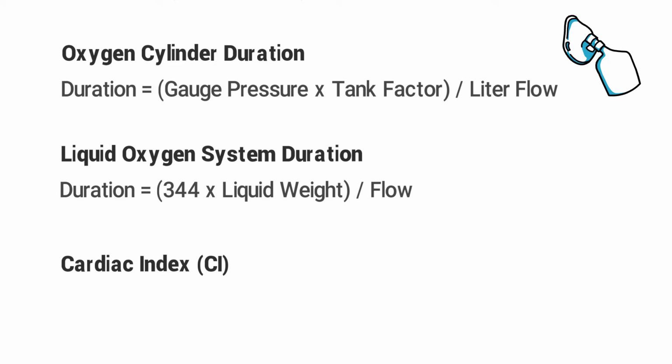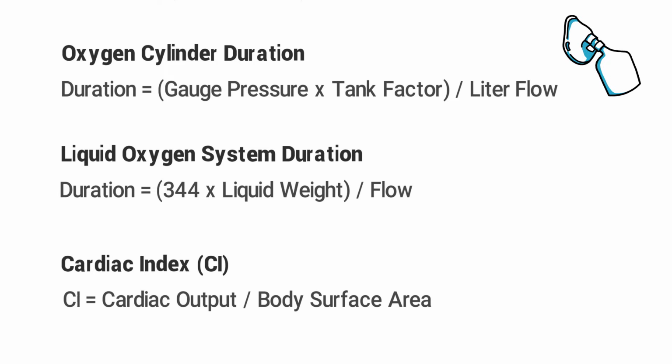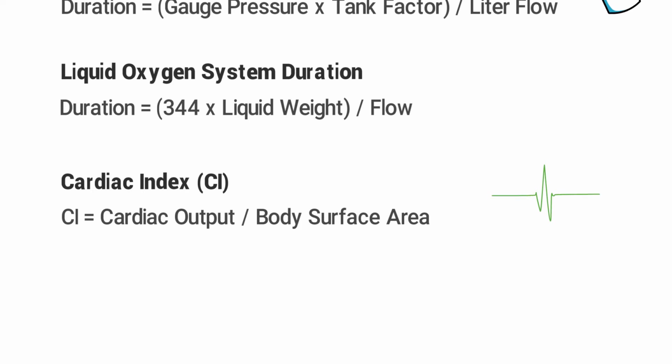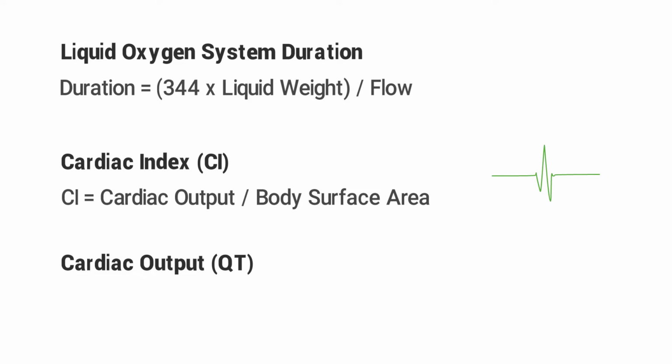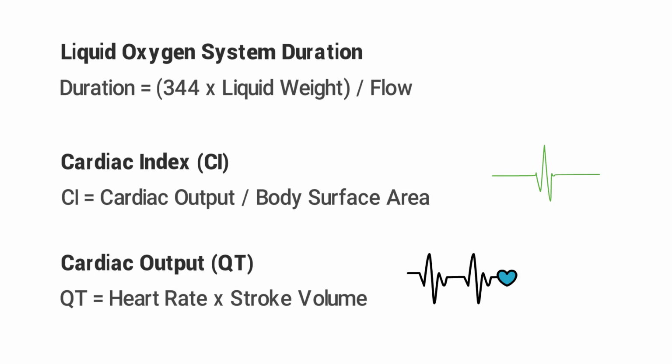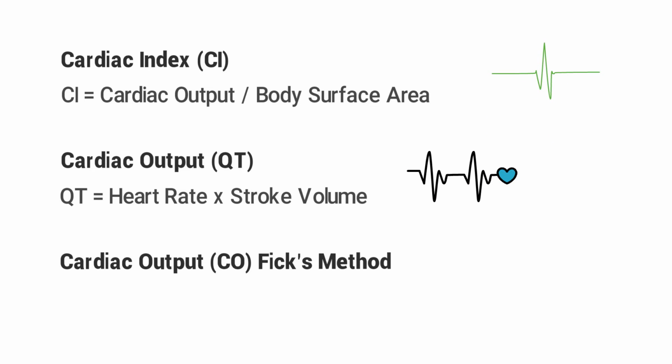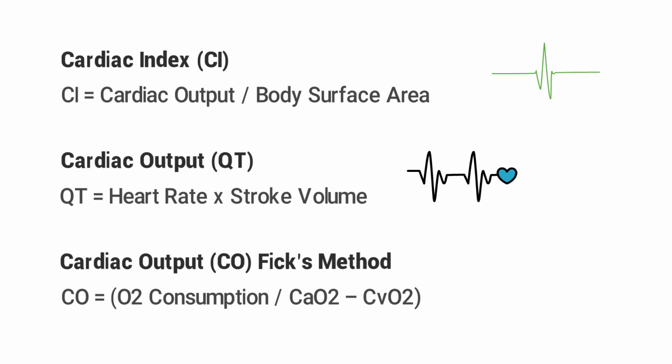Cardiac index. This is equal to cardiac output divided by the body surface area. Cardiac output, or QT. Anyway, the equation for cardiac output is simply the heart rate times the stroke volume. Then there's also the cardiac output with the Fick method, and this one's equal to oxygen consumption divided by arterial oxygen content minus mixed venous oxygen content.